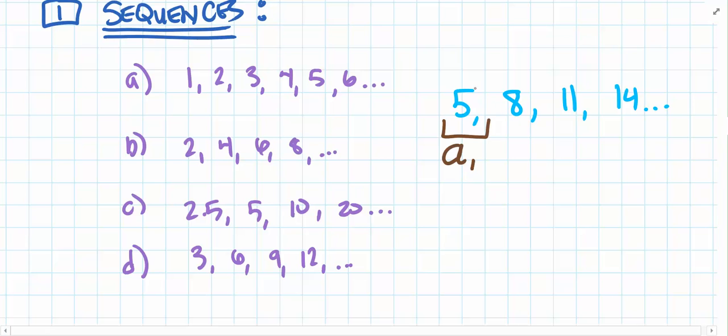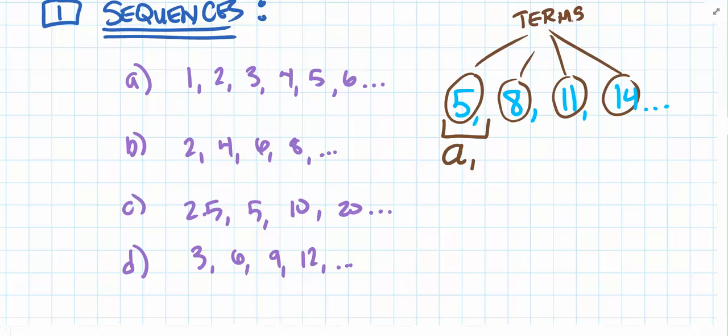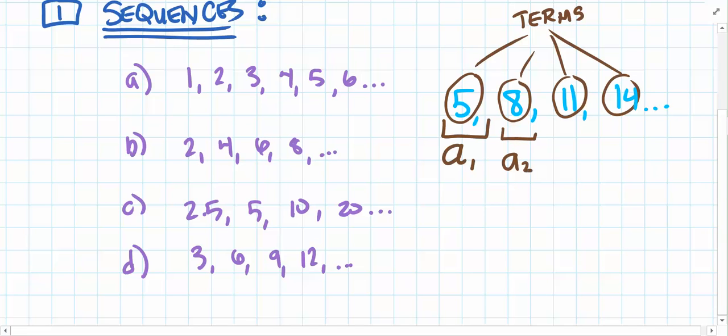The number 5, the number 8, the number 11, the number 14, all of these are called terms. That's the name that we're giving them. Now we have to have a way of describing the location of the term. As an example, 5 is the first term. So 8 is the what? It's the second term, and we describe that as A sub 2. 11 is the third term, so A sub 3. 14 is the fourth term, so A sub 4. And so on.